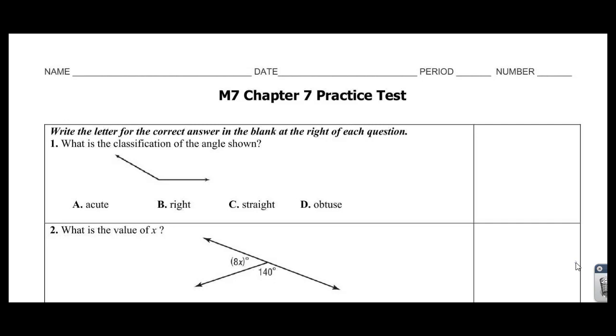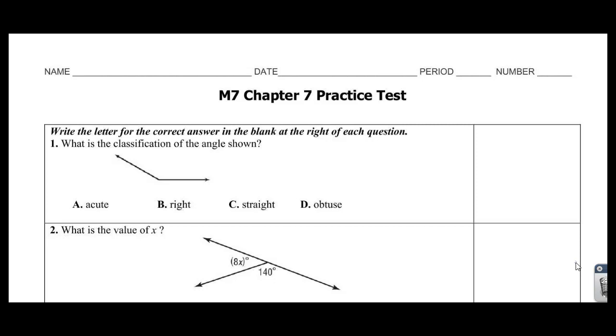So here we go, the Chapter 7 practice test. Remember, you cannot use this actual test as your notes when we take the real test, the full chapter test. However, you can take notes from your practice test on your piece of binder paper that you get to use for your test notes. So be sure that you are taking really good notes now.